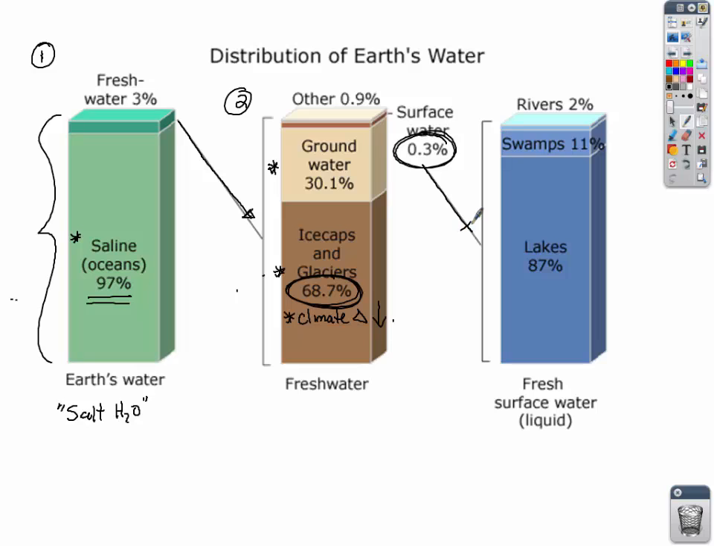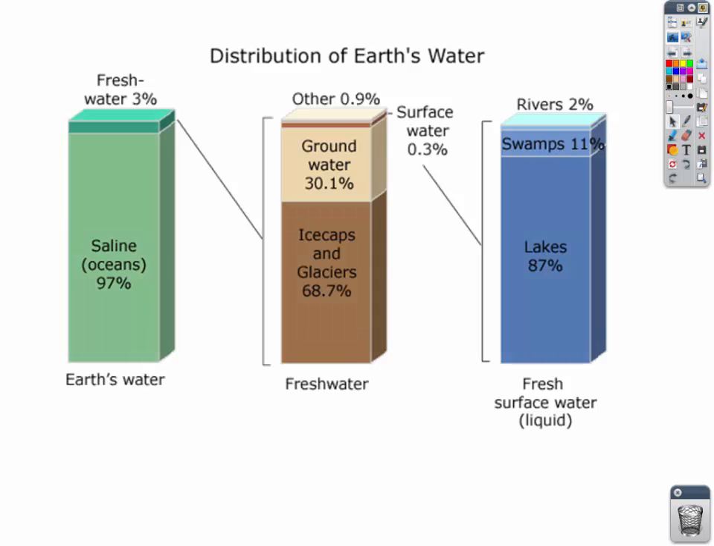Of that surface water, if you look here to step 3, most of our surface water is in the form of lakes. About 11% is in swamps, and 2% is in rivers. So of the fresh water that is on the surface, most of it's in lakes. Let's go through this a little bit and talk about some of the concerns we have when it comes to water and how it's distributed on Earth.